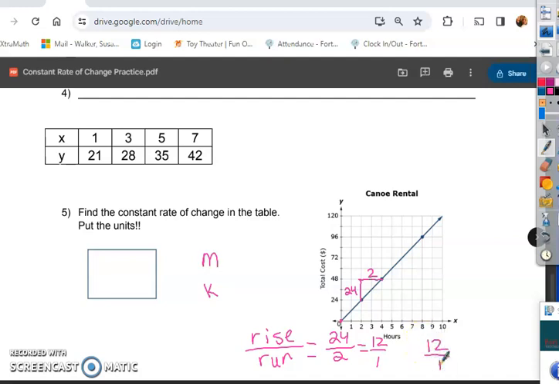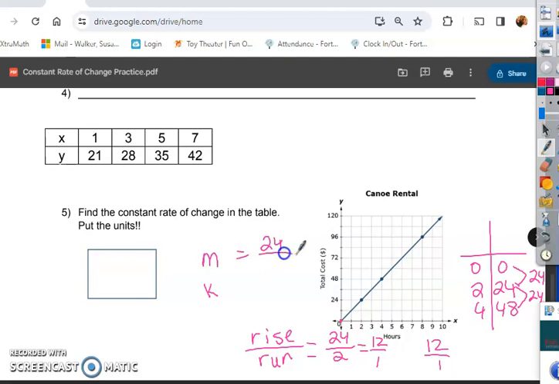Now, let's say you're not following this right now. What you can do is just make your own little mini table, okay? This point is 0, 0. This point is 2, 24. I could use this point, 4 and 48. Okay, and then I would just do delta y. And guys, this will just be 24. So delta y would be 24. Delta x would be 2.